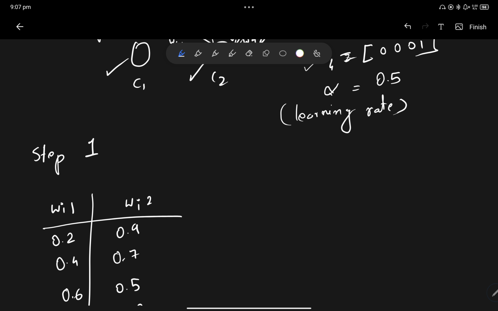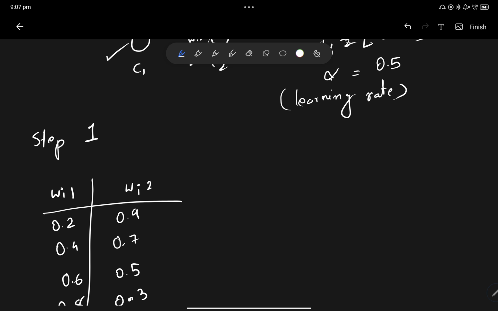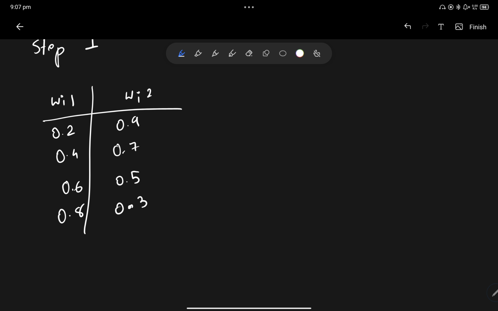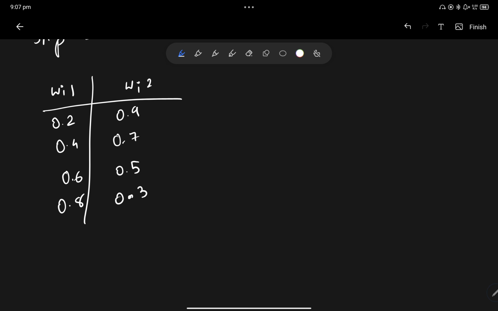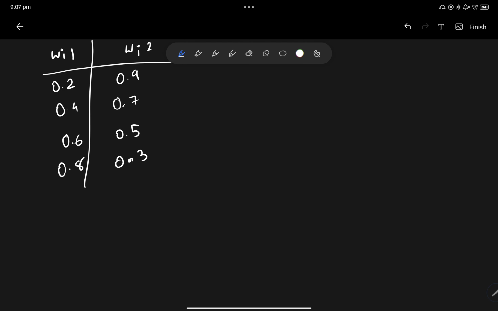Next, for each input you need to calculate the Euclidean distance and update the weights. I'll show you for the first two instances, then you can easily do the third and fourth, and whatever answer you get at the fourth is the final weight update. So first we'll do the first instance.